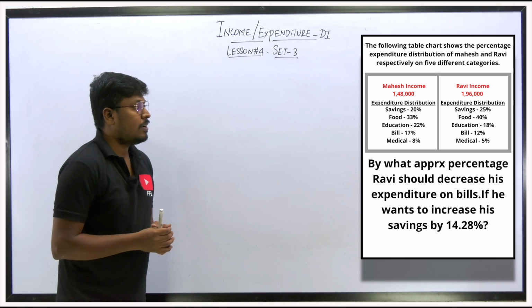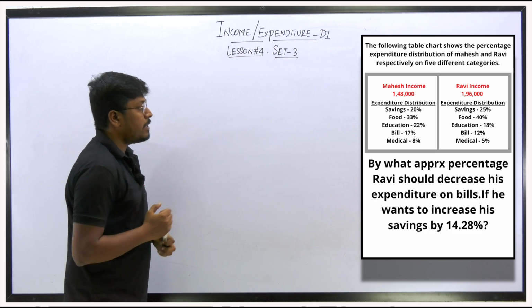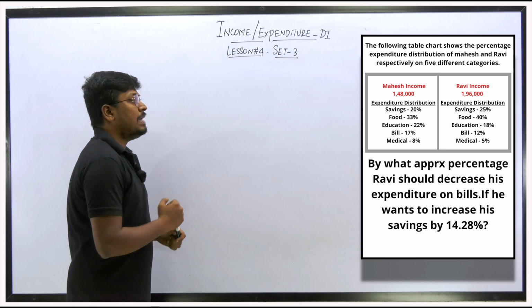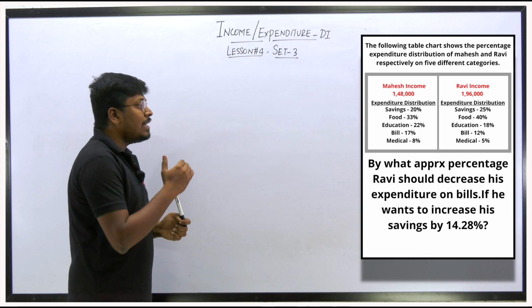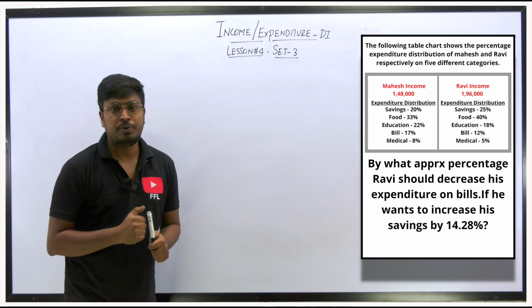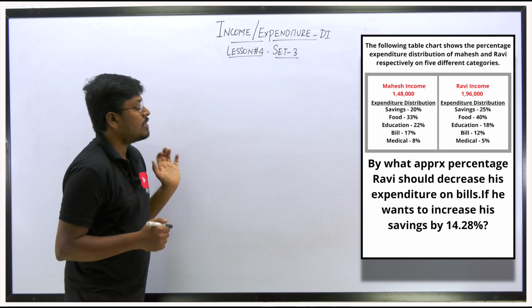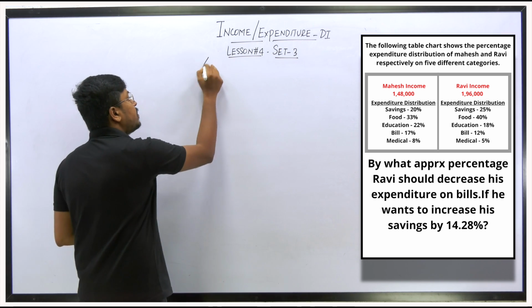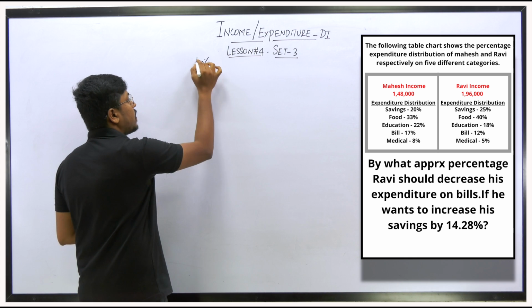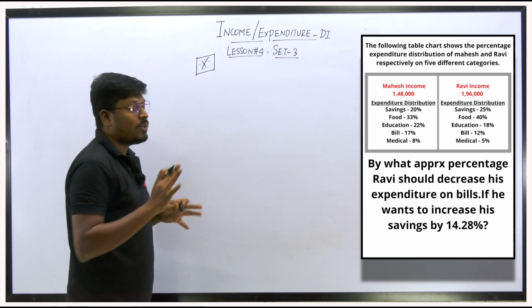Question number 4. By what approximate percentage should Ravi decrease his expenditure on the bill if he wants to increase his savings by 14.28%, that is 1/7? Very interesting question, right? Very important too, because you need to know this concept. Without knowing this concept, solving this question is not at all easy.